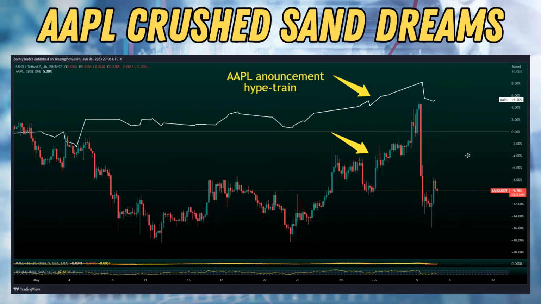So I just wanted to break that down for you guys: Apple pretty much crushed Sand's dreams of a bullish rally, being such a sell the news event and a metaverse related announcement, and we ended up seeing a big drop in Sand. Of course, cryptocurrency is going to be a lot more volatile. When things are good, the gains are going to be higher, and when things are bad, the losses are going to be much worse. We can see a huge capitulation there, wiping out June's gains in Sandbox.